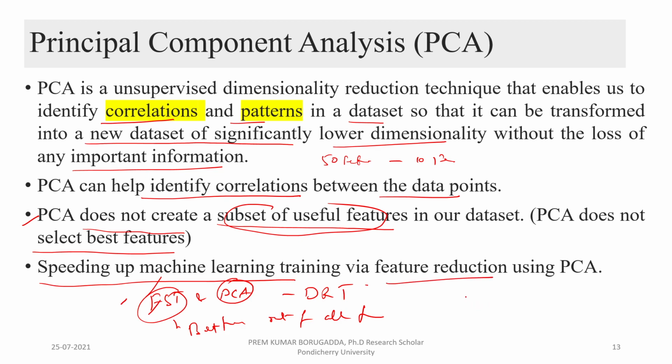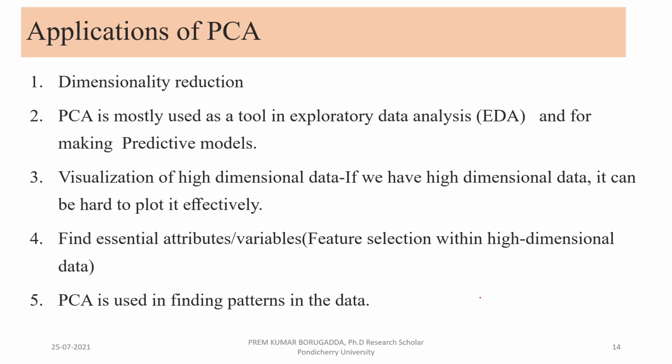So, speeding up machine learning training via feature reduction. If it is 50 features and you train your model, it will take, for example, 30 minutes. If you take 10 features, it will take 10 minutes, which means the model training has been sped up with the help of the reduction technique by using PCA. So, applications of PCA. Dimensionality reduction: PCA is mostly used as a tool in EDA, exploratory data analysis, for making predictive models.